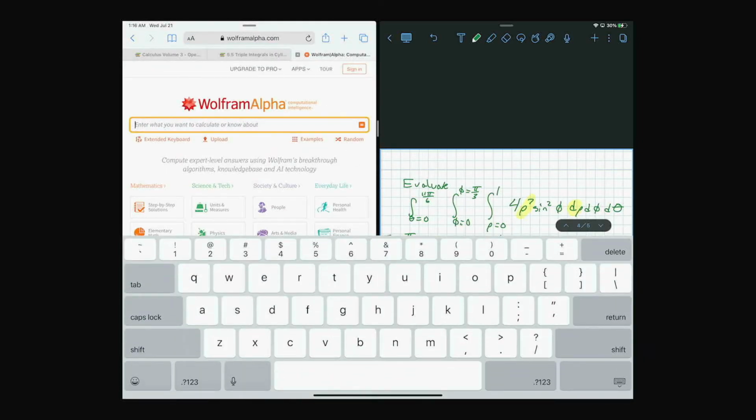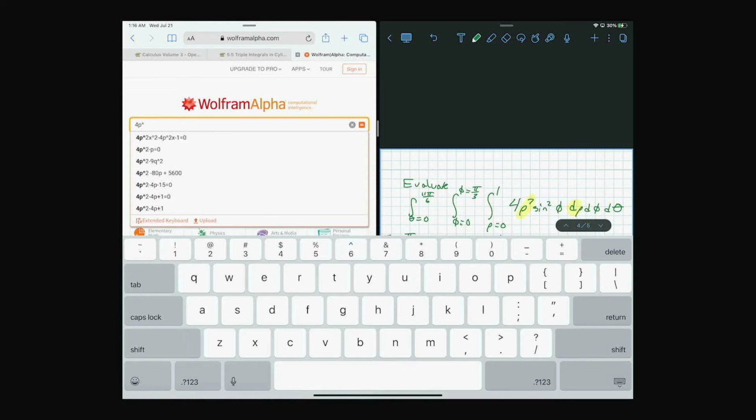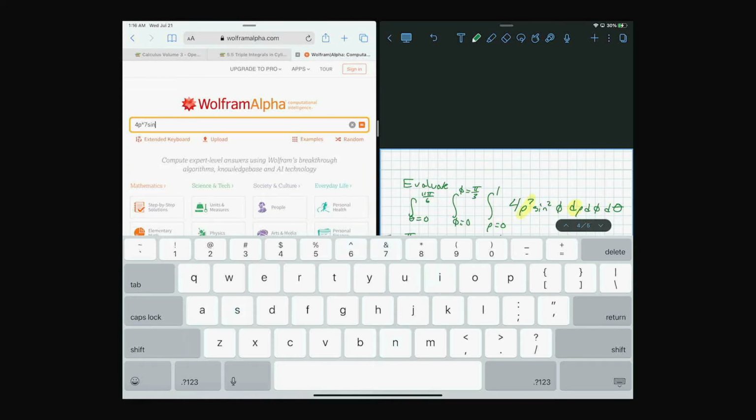And again, the way I do these is I don't use the calculators, although you can. So do what you want for the variables. I'm using p instead of rho. And then for phi, I've got to do something. I think I'll just type in phi. And then we've got d rho, and we were integrating from 0 to 1.